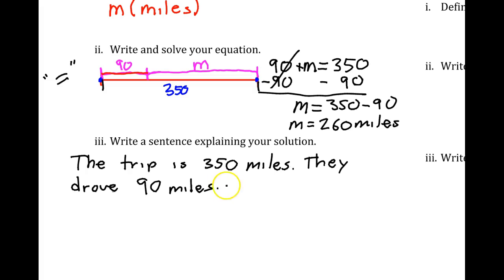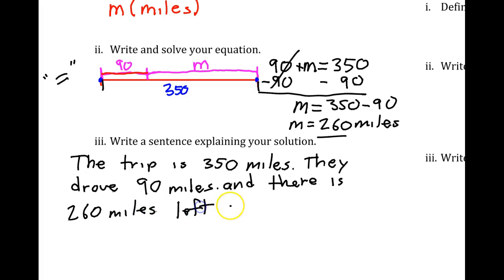So the first part is kind of like restating the question, and the second part is your answer. Right? You say, and there is what? How many miles left? Yeah, 260 miles left to go. Left to drive or remaining. I mean, you can use any sort of verbiage that conveys that idea: that the whole trip is 350, we've already got 90, and we got 260 miles left.